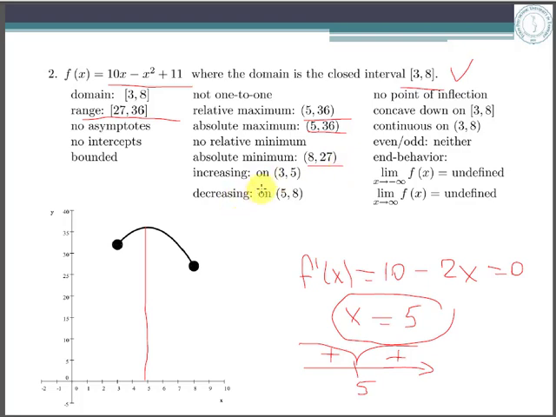And it's increasing on 3, 5. This is 3, and this is 8. From 3 till 5 it is increasing, and from 5 till 8 it will be a decreasing function.